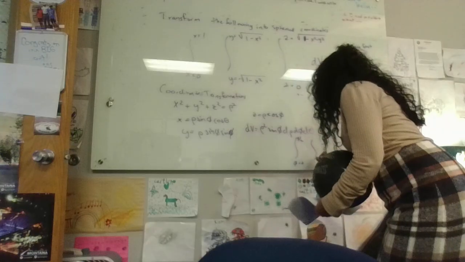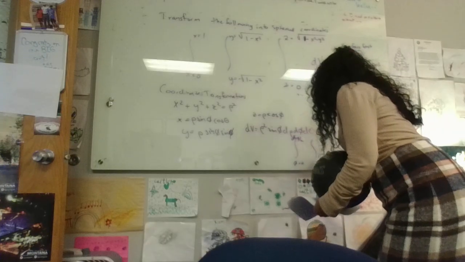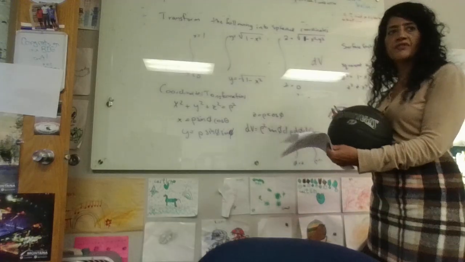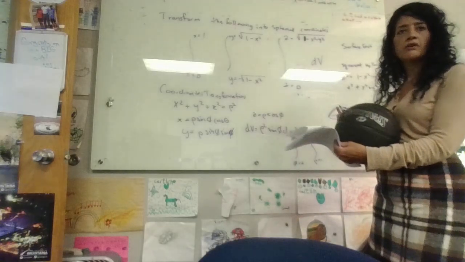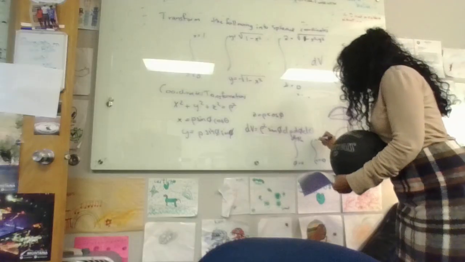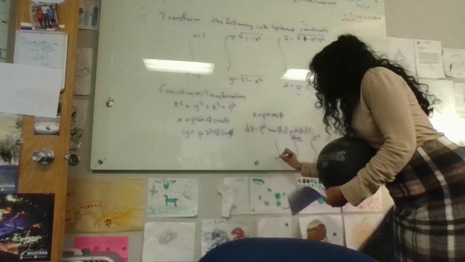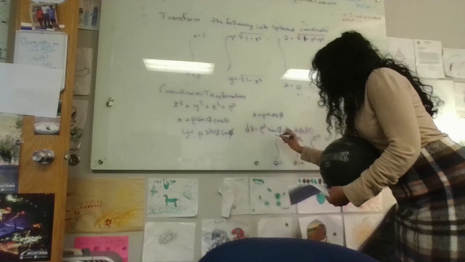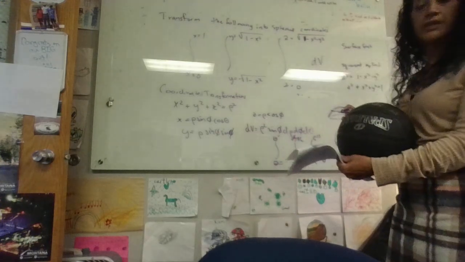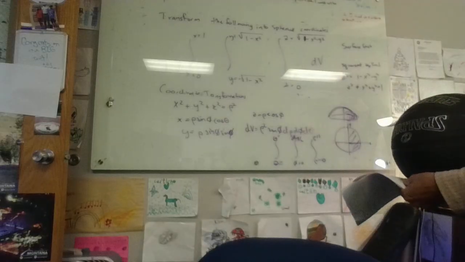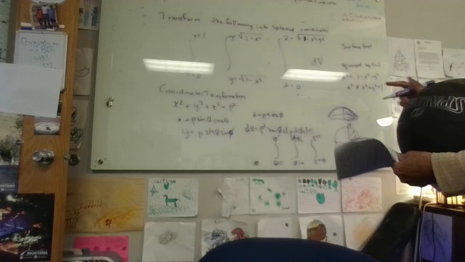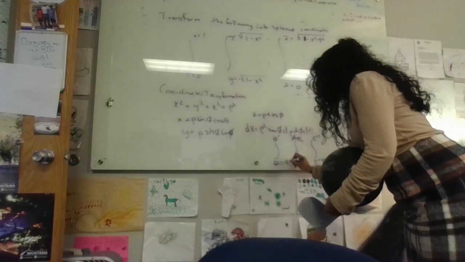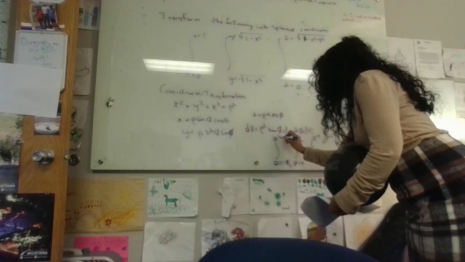What about my rho? What's the radius of this ball? 1. So it's 0 to 1. And then the theta would go from what to what? It would go from pi over 2. Oh wait, but we're going the other way. So negative pi over 2 to pi over 2. But you probably would get the same answer because it's symmetric.